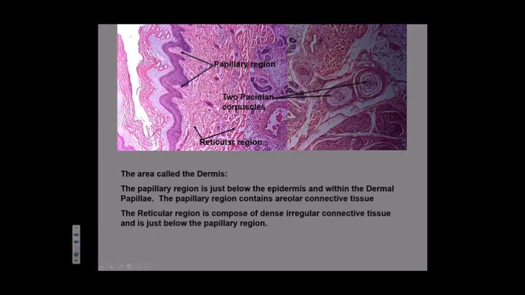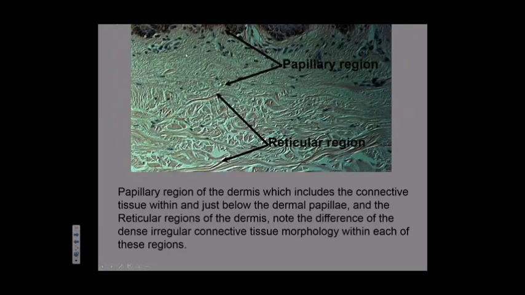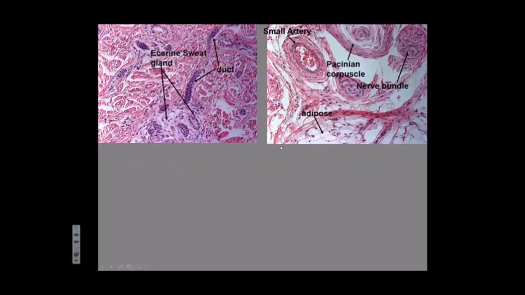Here's some Pacinian corpuscles, reticular and papillary layers. So from about here to here is the papillary layer. From here to here, or the rest of it, is the reticular layer. So dense irregular connective tissue and areolar connective tissue. And here's where you can really tell the difference in this magnification. Here's areolar connective tissue, dense irregular connective tissue, okay, of the papillary and reticular regions, respectively.